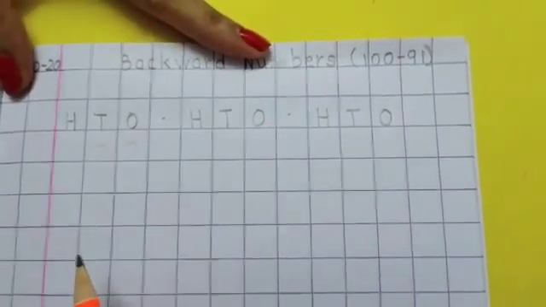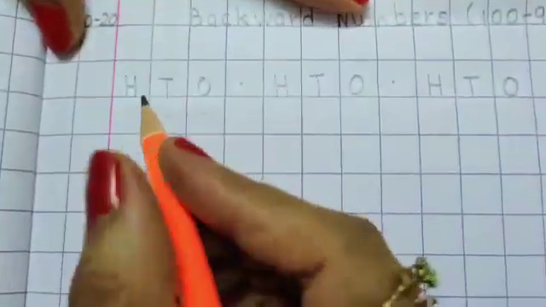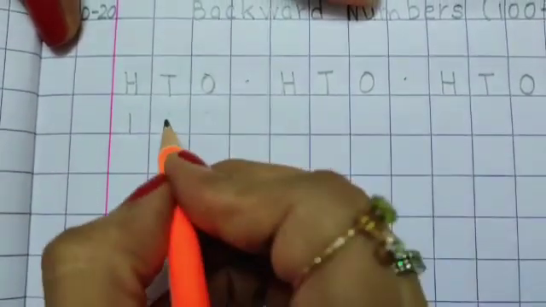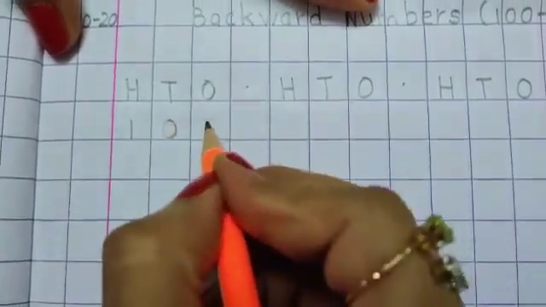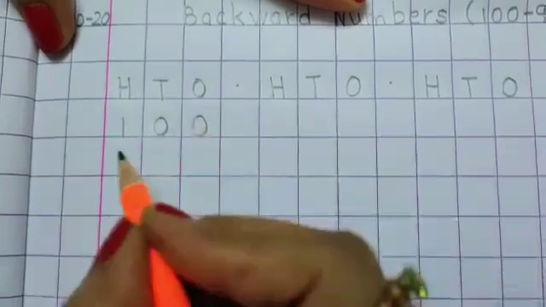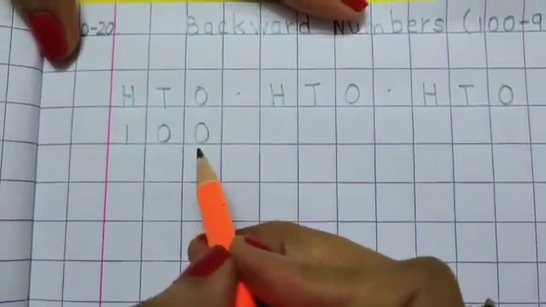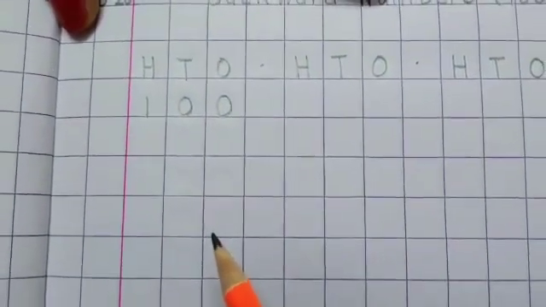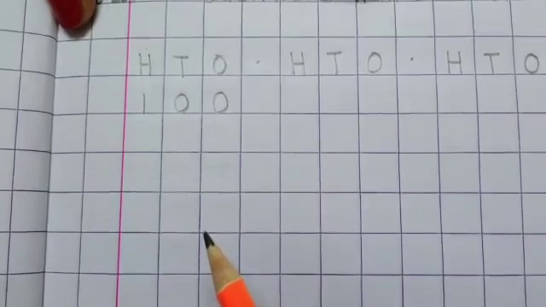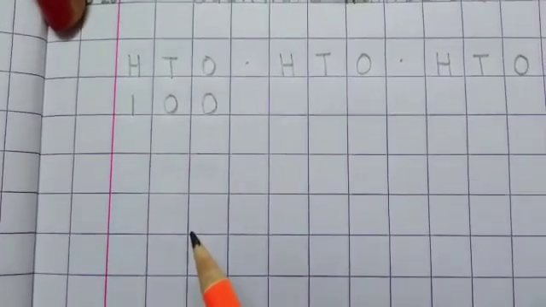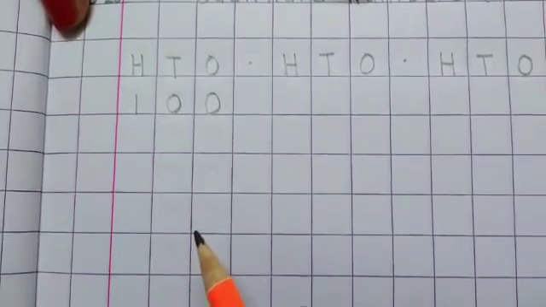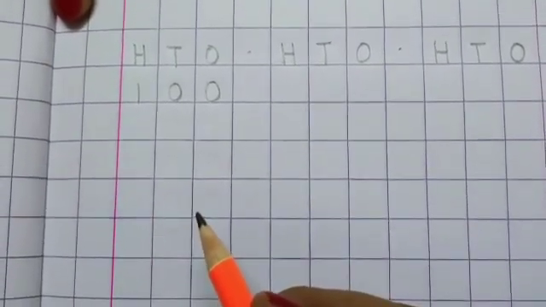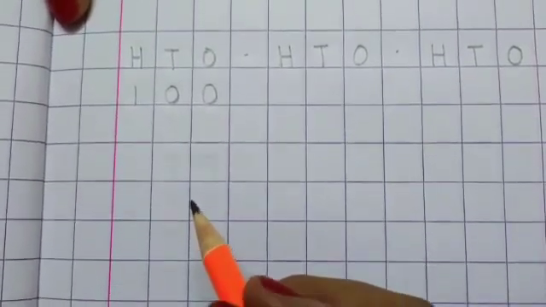So our first number is 100. So 1 will come under H, 0 below the T and 0 below the O. 1 0 0 100. What comes before 100? Yes, 99. Children, always remember, when there are 2-digit numbers, it should be written only under tens and ones place.